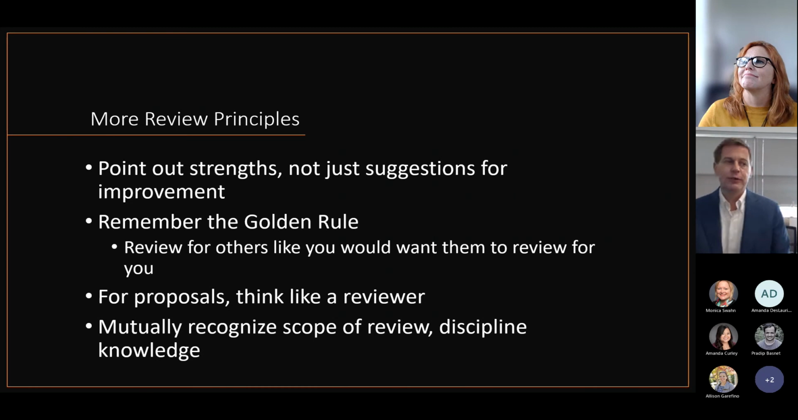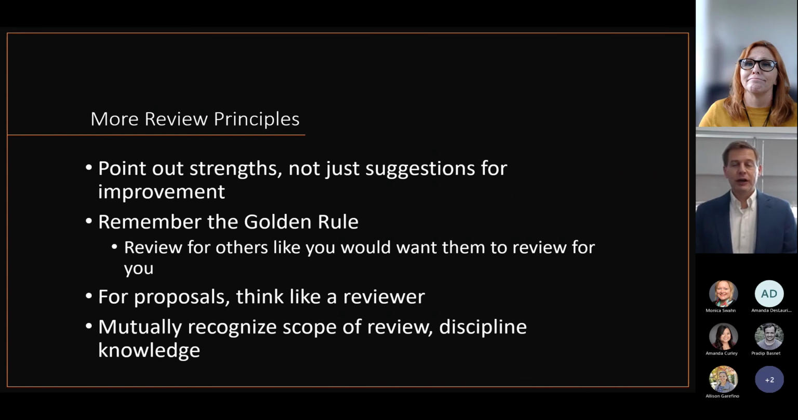The audience of grant proposals is a study section. It is a panel of reviewers, and you should have that mindset. It's about communication and expression of ideas, but it is also about someone making a decision whether they're going to fund something. So try to put that hat on when you're reviewing. And mutually, writer and reviewer recognize that scope of review and understand who's reviewing it.